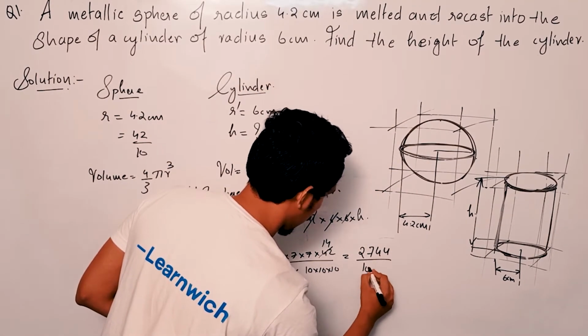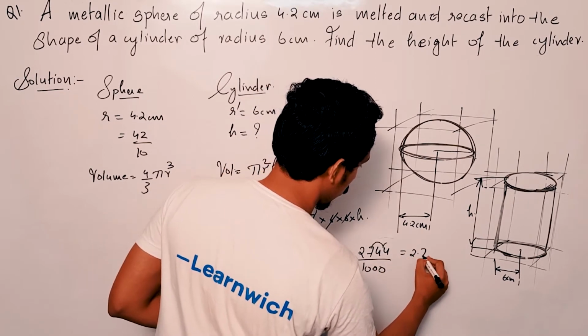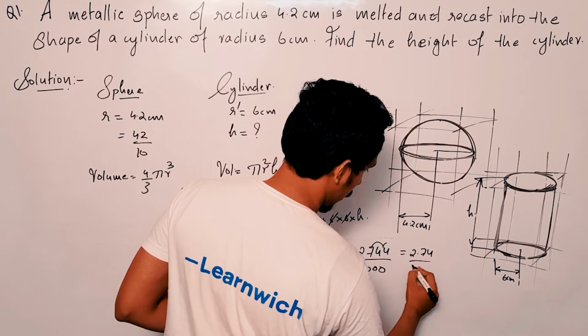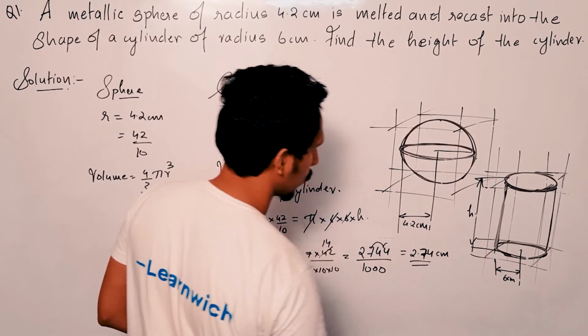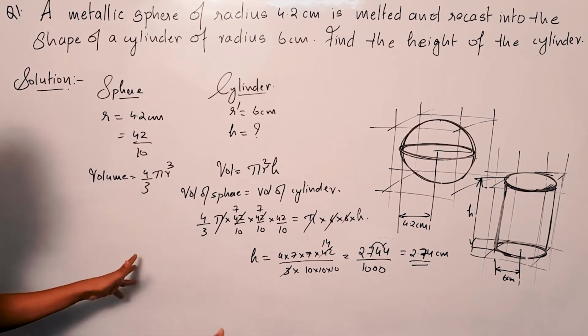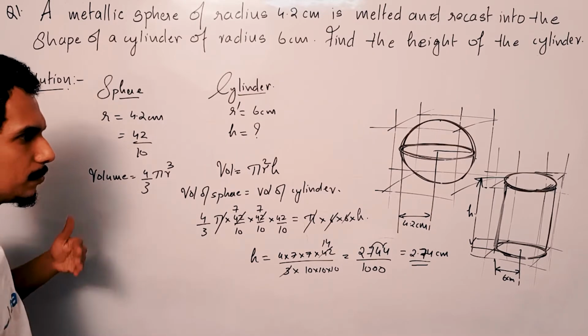2744 divided by 1000. The answer will be, jumps 3 times, 2.744, or simply for keeping it in 2 decimal places, you get the answer as h is equal to 2.74 centimeter. Now that is the answer for the first question. Similar questions will be there. We'll discuss more difficult questions.